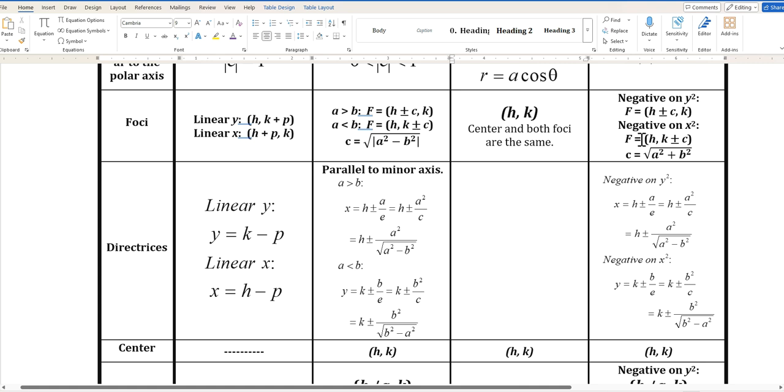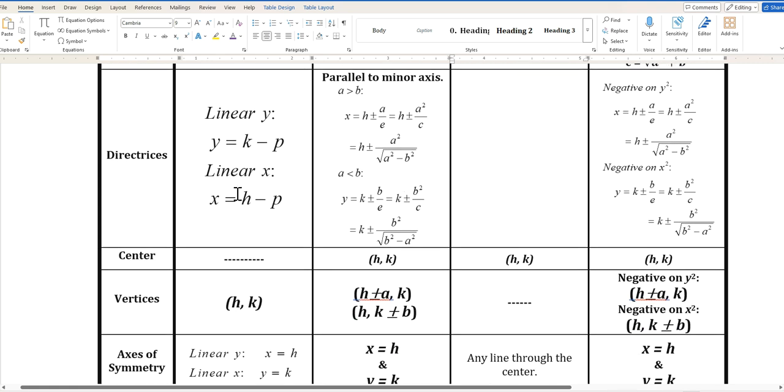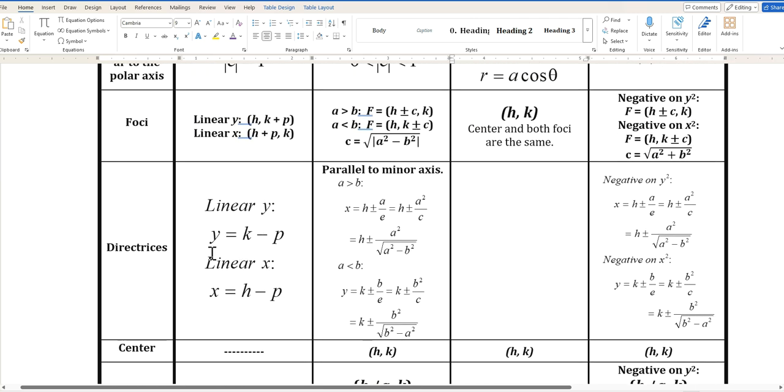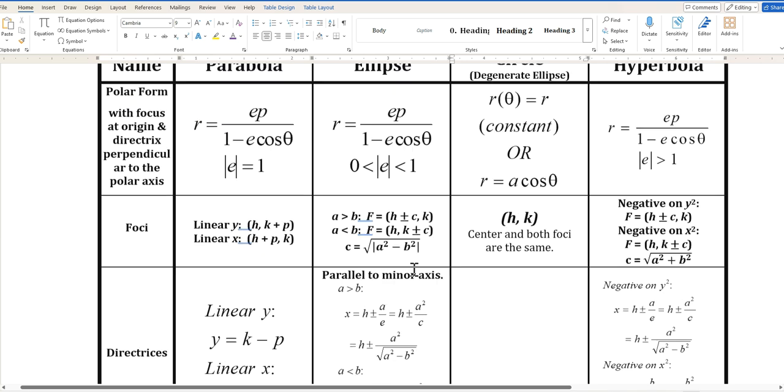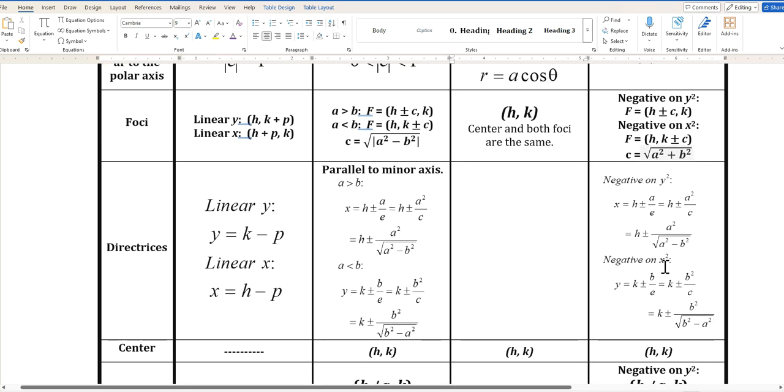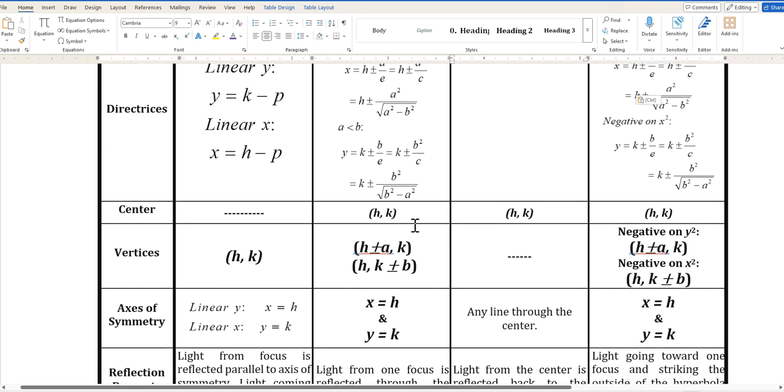Foci, here is the formula for the foci. Here is the formula for the directrices. We talked about the one for parabolas. Turns out that ellipses and hyperbolas have them as well. There are the formulas with it. I'm not going to worry about it too much. The center is going to be the origin for the basic one here, and then translated to the point (h, k). There is no real center to a parabola. Instead, you have a vertex (h, k).